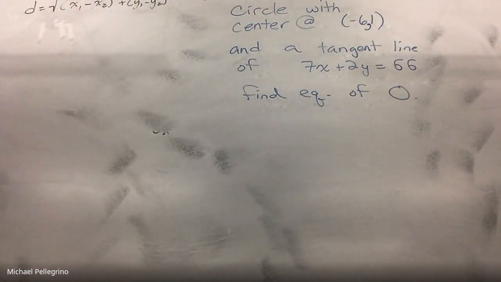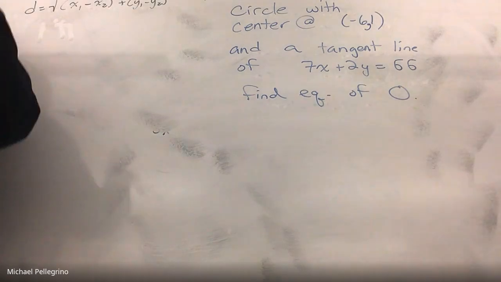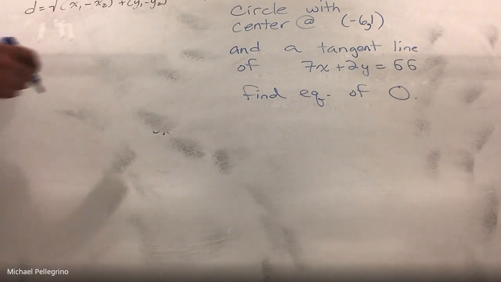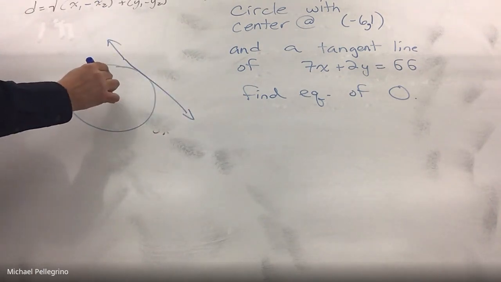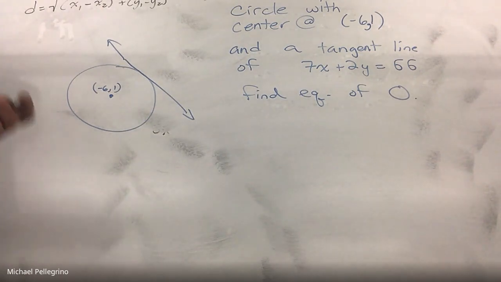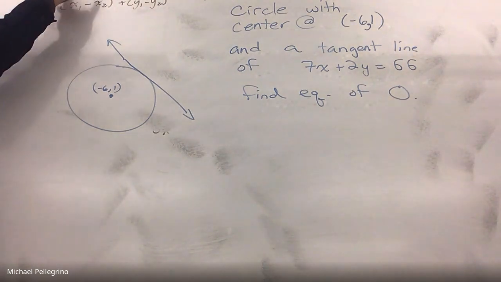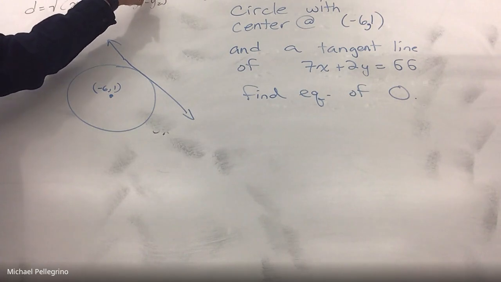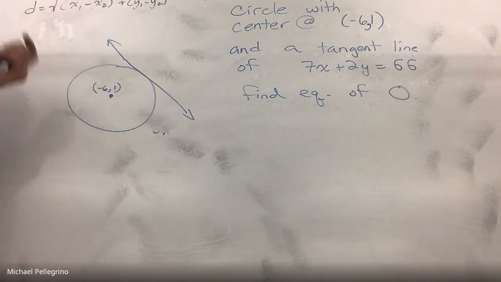So I think the first thing that jumps out at you is, well, what's a tangent line? The word tangent. Does anybody know what a tangent line is? Yeah, it just intersects once with the circle, which means it does something like this. Okay. So I know that this is at negative 6, 1, and I know the equation for this line. If you think about the standard form equation for a circle, there's really only 2 parts to it: the center and the radius. Well, we know where the center is, right?